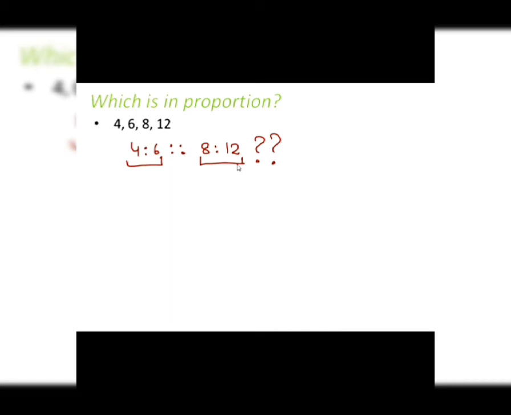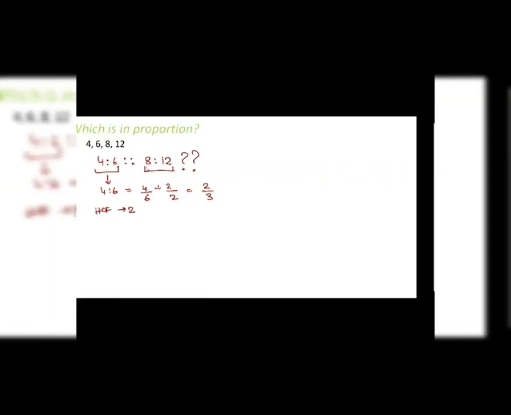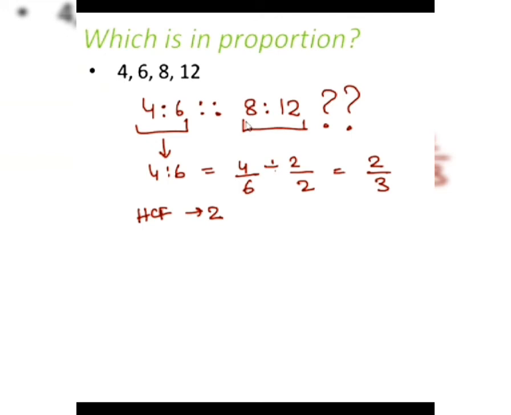For that, we will find the value of these two ratios and compare if both the values are equal or not. If the values are equal, then these ratios are proportional, okay? So what is 4 is to 6? It's nothing but 4 by 6, right? Now I have to bring it into its simplest form. So I will divide it by 2, that is the HCF of 4 and 6. So I will get 2 by 3, right?